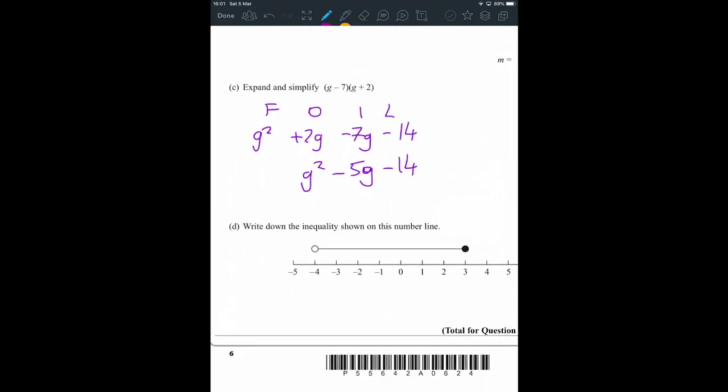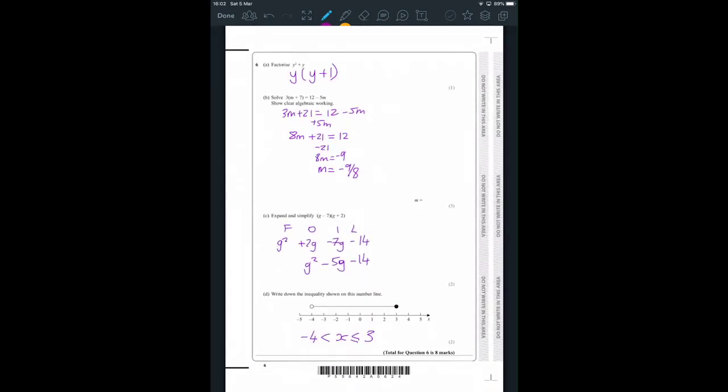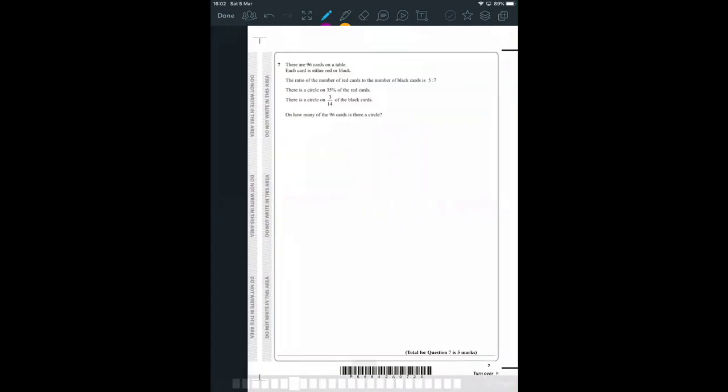Write down the inequality on this number line. Notice it's an open circle at minus 4, so we do not include minus 4, but a closed circle at 3, so we do have to include 3. Lots of different skills tested on that page, but all relatively quick.